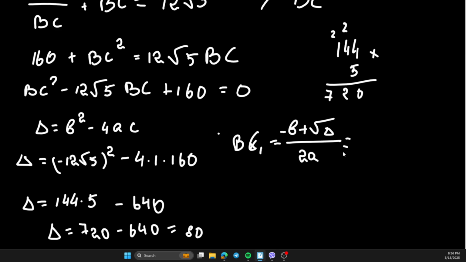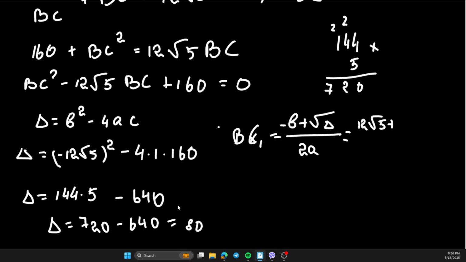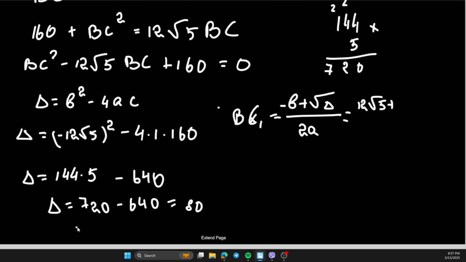All right, and that's going to be, okay, negative b, so positive 12 square root of 5. Plus the square root of delta, okay? Delta is 80, so the square root of 80 is... careful here, 80 you can divide into 16 times 5, okay? Which is 4 square root of 5. Yes, 4 square root of 5.